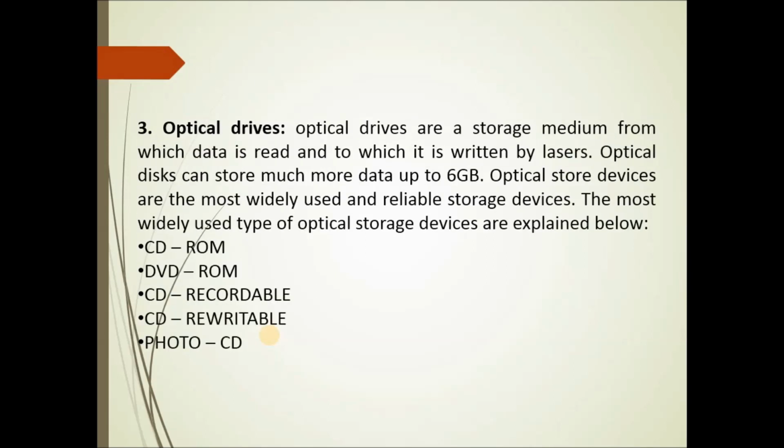After that, optical is also there, where a light signal is used. Optical devices are storage media from which data is read, and to which it is written, by laser. Optical disks can store much more data, up to 60 GB. Optical storage devices are the most widely used and reliable storage devices. The most widely used types are CD, DVD and Blu-ray. So these are the optical devices, where data is read and written using light signals.